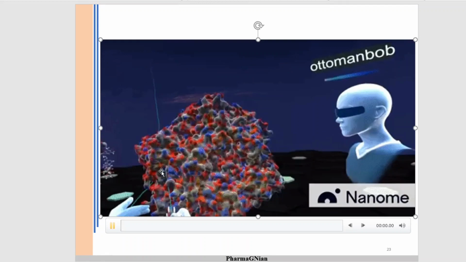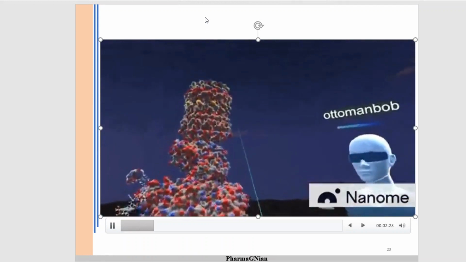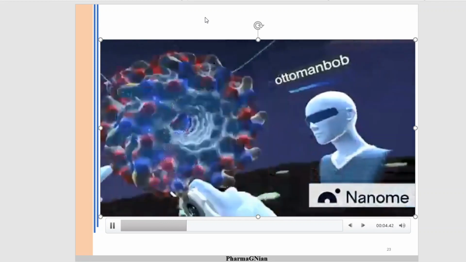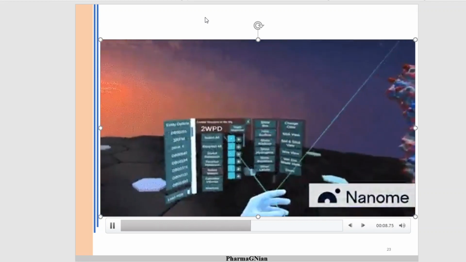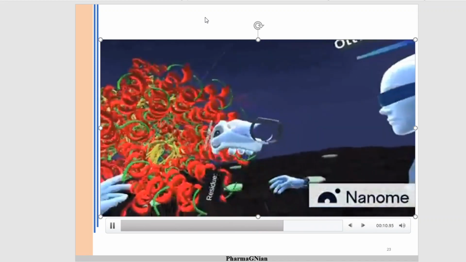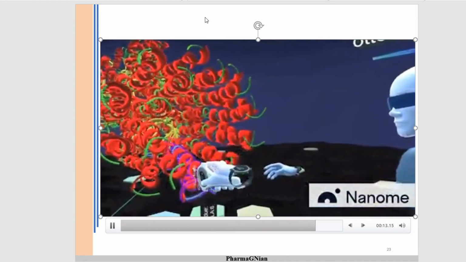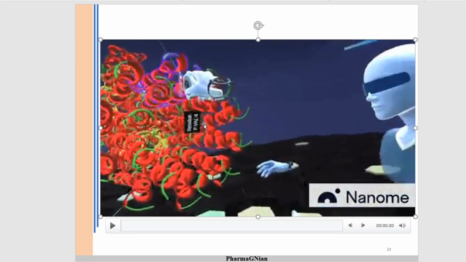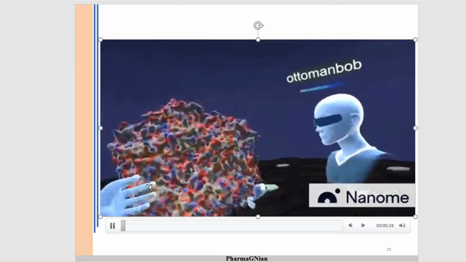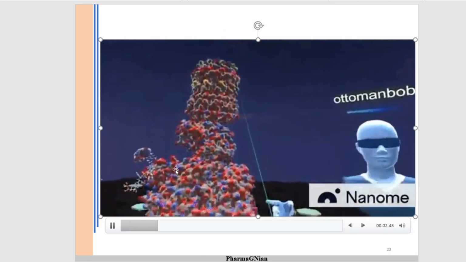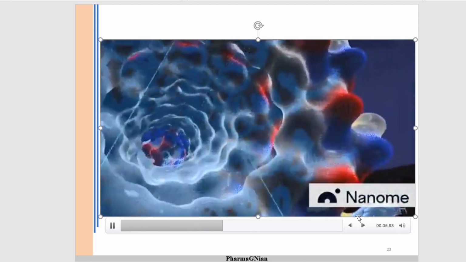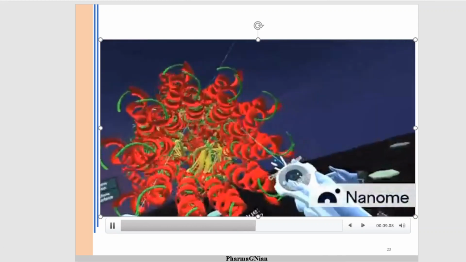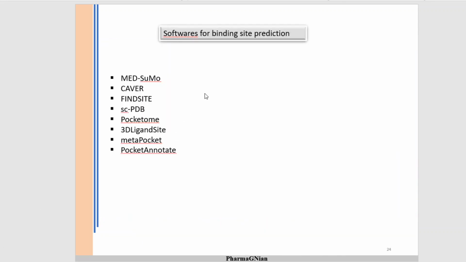This is one of the companies, called Nanome. They work on molecular visualization, and they also worked on COVID-19 in virtual reality. See how we can visualize the molecule with virtual reality. This is from the Nanome company, credit goes to Nanome.